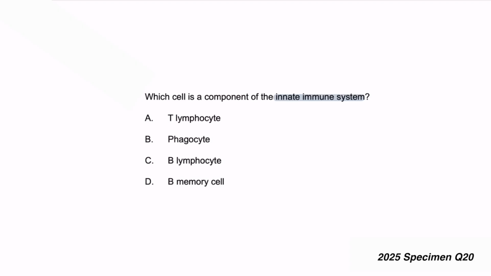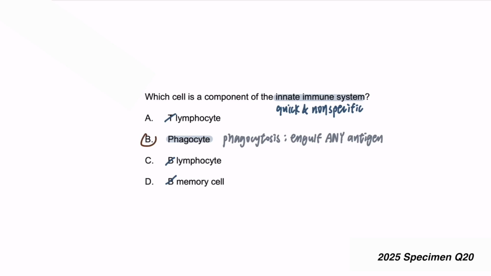Innate immune system refers to a quick, nonspecific immune response. T cells and B cells are lymphocytes which are involved in specific immune responses. They will help the body to form specific antibodies. Phagocytes are a component of the innate immune system because phagocytes engulf any antigen by phagocytosis.